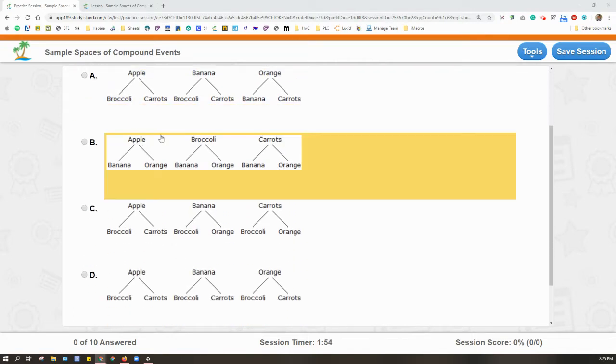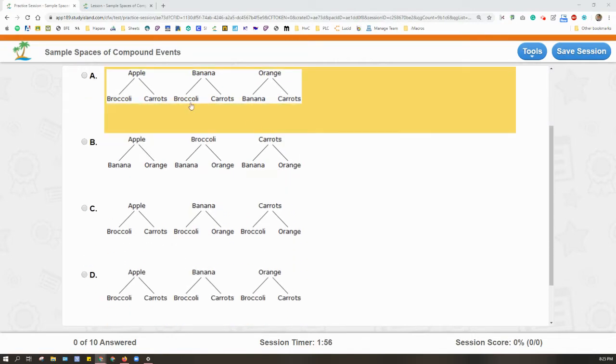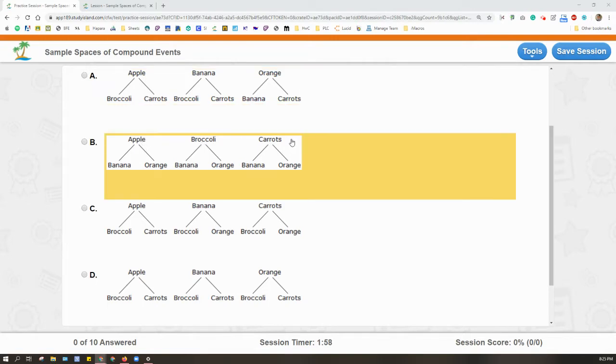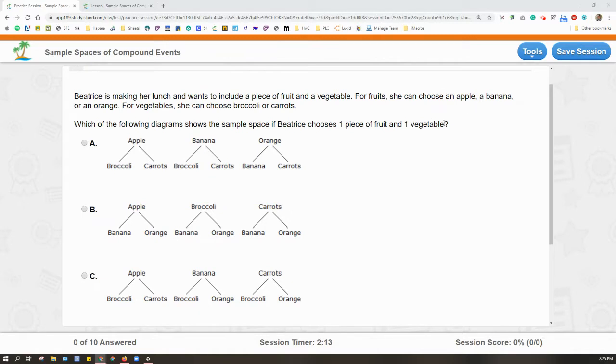Next one, apple, broccoli, carrots. It looks like the top here has broccoli and carrots with an apple. Doesn't make sense. All of these should be the same. They should all branch from fruits or both branch from vegetables. Of course, with the carrot tree, if you're going to start with the vegetables, there are three fruits to choose from. So if you start with a vegetable, you should see three branches instead of just two.